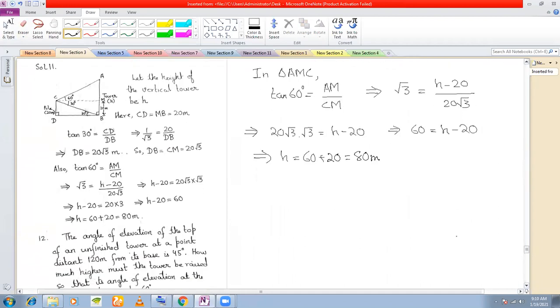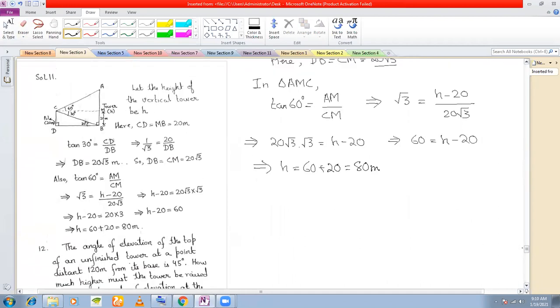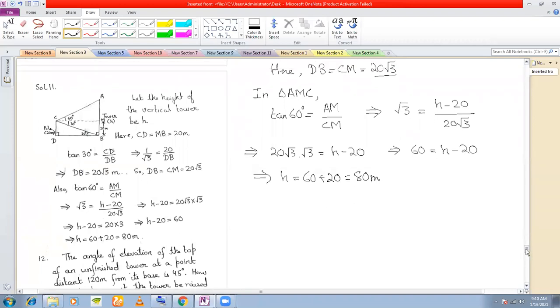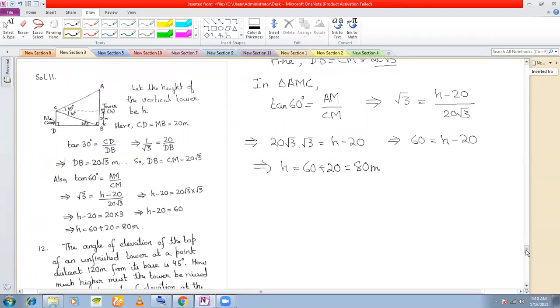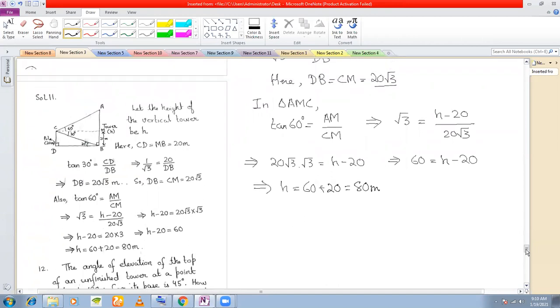So that is the height of the tower, and that is what you had to find out. Yes, Apurva, how did you get 60? Can't hear you. Sir, I did not do H minus 20. Okay.